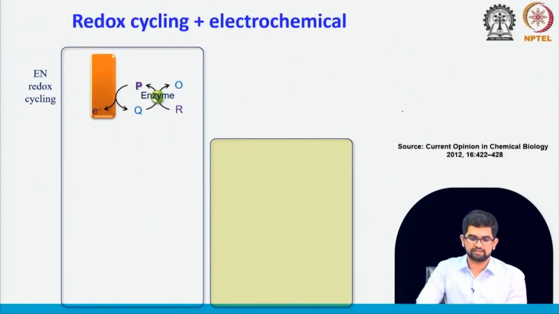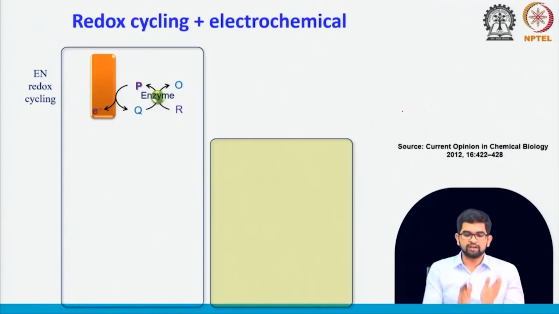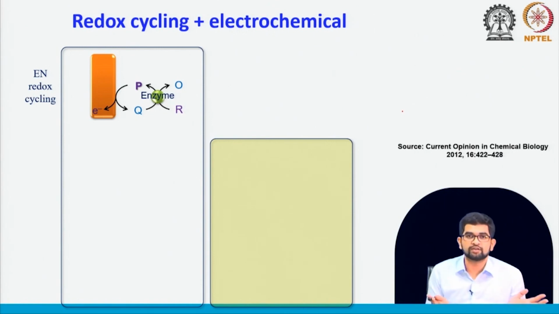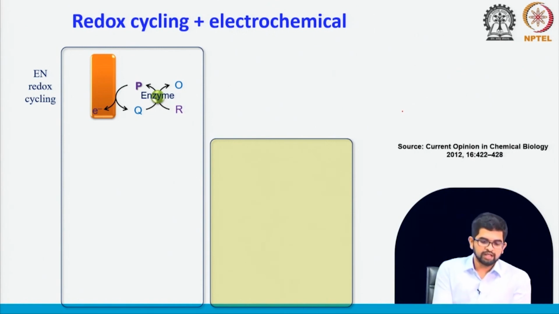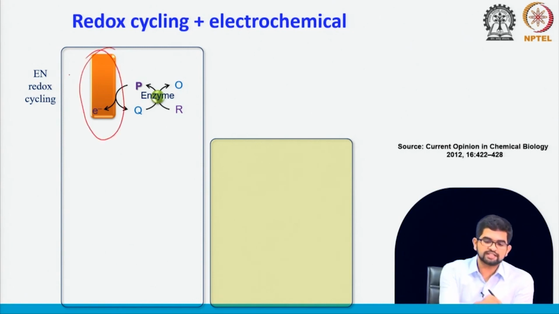Let us come to this slide. So, redox cycling plus electrochemical, these two. So, here I showed you one, this is just a transducer, just an electrode surface. Here you use the enzyme, something like glucose oxidase, as I mentioned. R means the reducing agent, suppose.